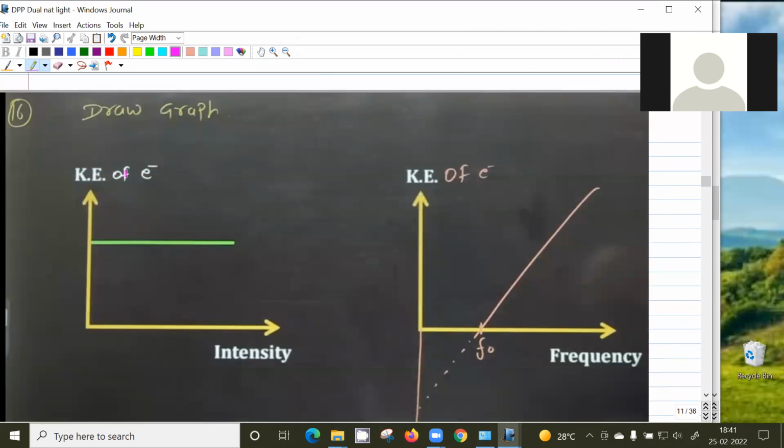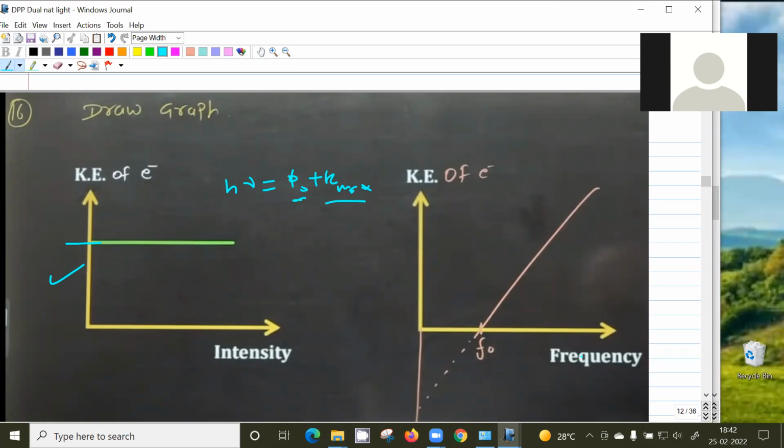And the kinetic energy of the electron with intensity. h nu equals phi naught plus K max, so it does not depend on the intensity. Phi naught is fixed, and h nu is fixed because the frequency is fixed. So K max is independent of intensity. So it's a constant. Is this clear?